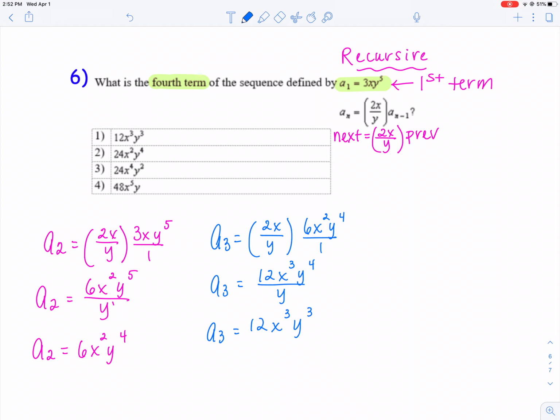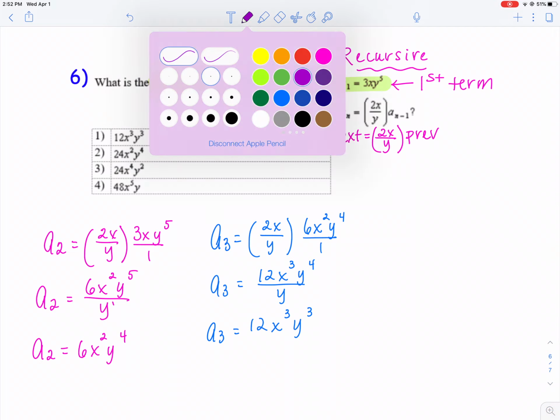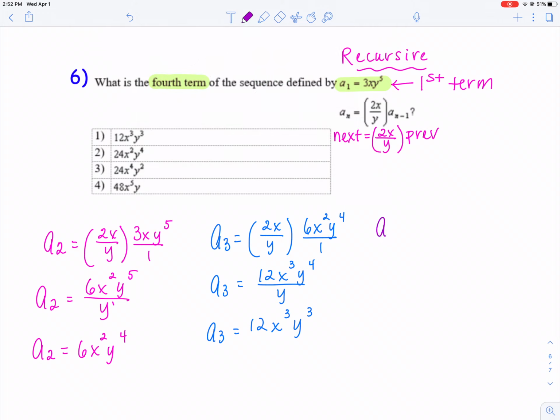Does everybody see that? If you notice, you're multiplying your coefficient by 2, you're adding 1 to your x, and you're taking 1 away from your y. So let's go. Now we can get our fourth term.